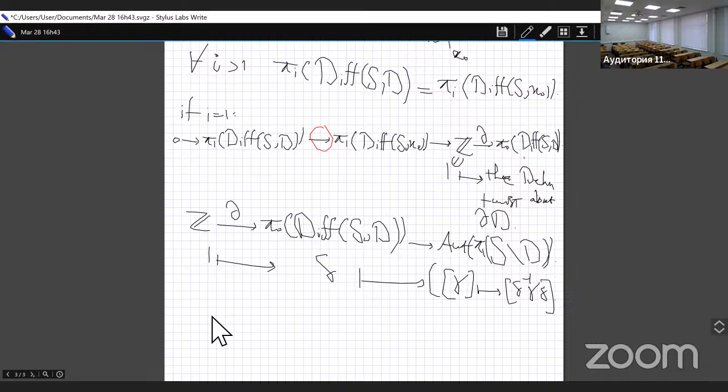So now the claim is the generator 1 on the left goes to conjugation by delta, where delta is the boundary component, and the boundary component is non-trivial in pi1. It could be trivial in homology, for example, but not in pi1.